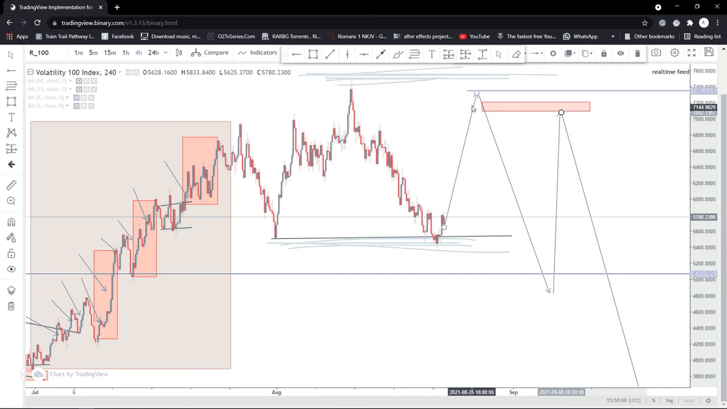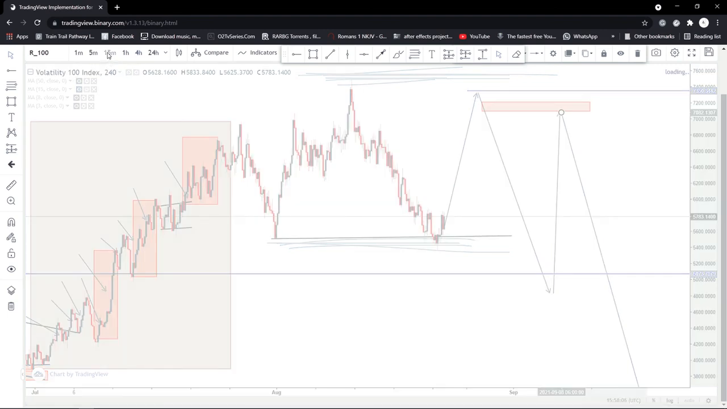But this is not included in there. It's just something that I wanted to show you. I wanted to make you understand how the market moves.